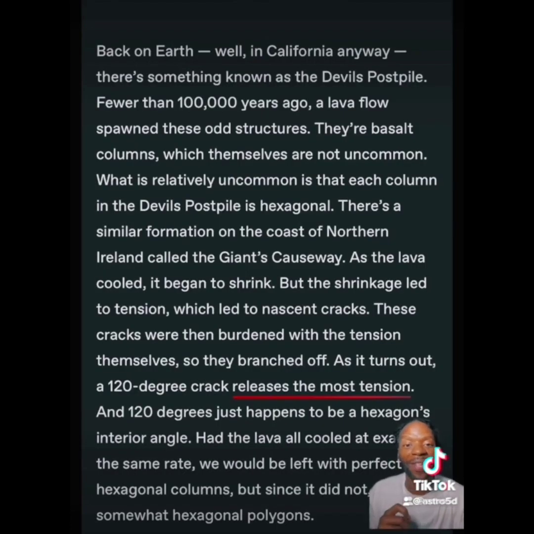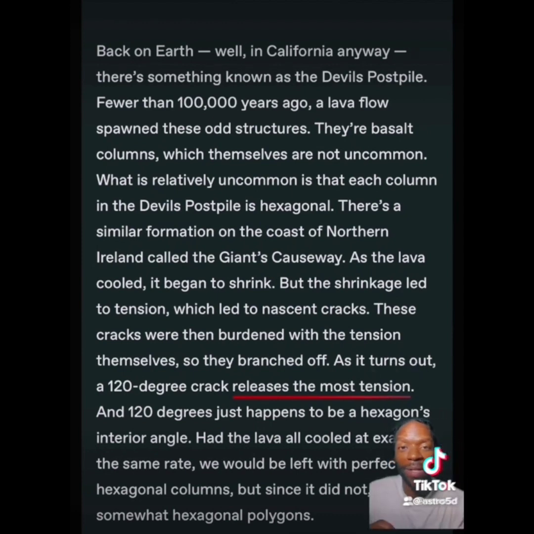Alright, so pause to read. It speaks about the basalt columns formed from lava flow, and they take on the shape of hexagons. In Northern Ireland, you have the Giant's Causeway, and it talks about the tension from the lava cooling, and the cooling leads to cracks, specifically a 120-degree crack. And 120 degrees also happens to be a hexagon's interior angle.